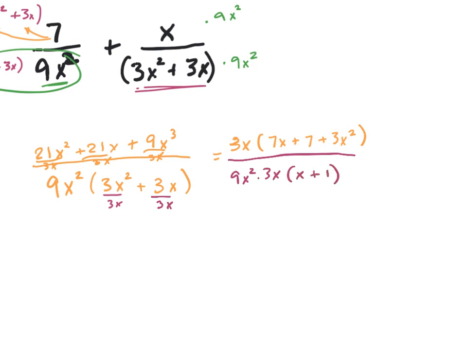Now I can multiply this 3x into the 9x squared. Or I can just cancel the 3x and the 3x before I even multiplied it, because those are what's in common. We're multiplying, so I can cancel them out. So on top I have 7. I'm going to write it in standard form. So this would be 3x squared plus 7x plus 7 over 9x squared times x plus 1.